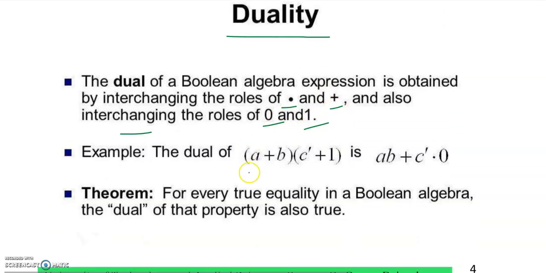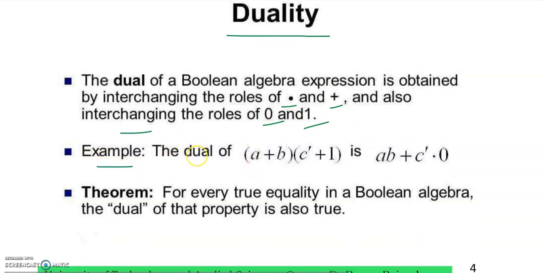Vice versa. Now, see the example. The dual of (a + b) · c̄ (c dash), this is complement of c + 1. What is the dual form of this expression? That is, you see here, (a · b) + c̄ · 0.